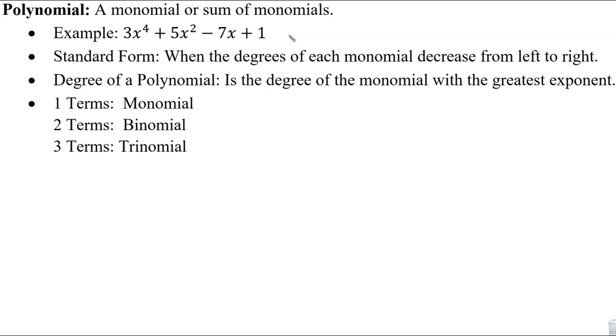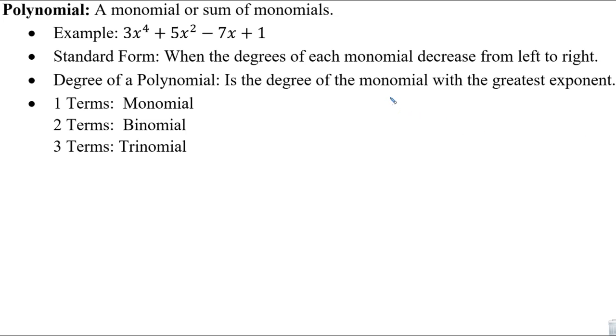A few other pieces of vocab here for you. First one is standard form. We're going to say that when the degrees of each monomial decrease from left to right, our polynomial is in standard form. So this example here I gave you is in standard form, where we're starting off with the highest degree, the fourth degree, and then it goes down. There's no third degree, but we have the x squared, the next lowest degree. Then we can think of just the x term as x to the first. Just the 1 is x to the 0. So that is standard form. Polynomials are, in a lot of cases, going to be easiest to work with when they're in standard form.